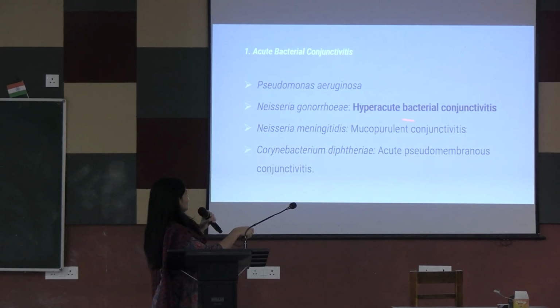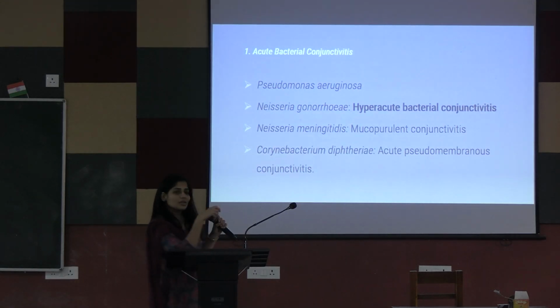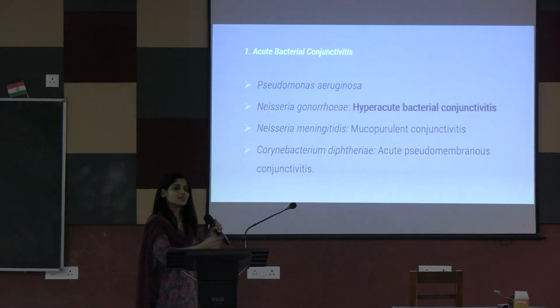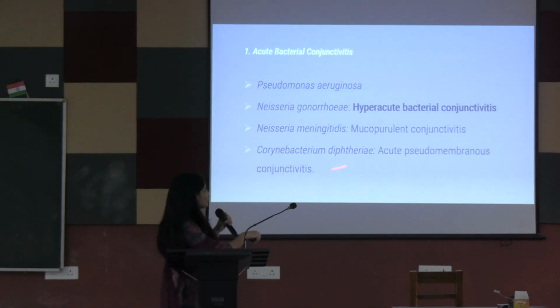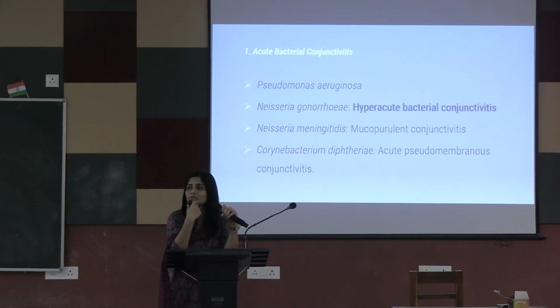Okay, then mucopurulent conjunctivitis, again in case of Neisseria meningitidis and Corynebacterium diphtheriae. What does it cause? Acute pseudomembranous conjunctivitis. So when there is Corynebacterium in the picture, you know that there is pseudomembrane also in the picture. What does this disease cause? What does this organism cause? Which disease? Diphtheria. What do you see there? What do you see in the throat?